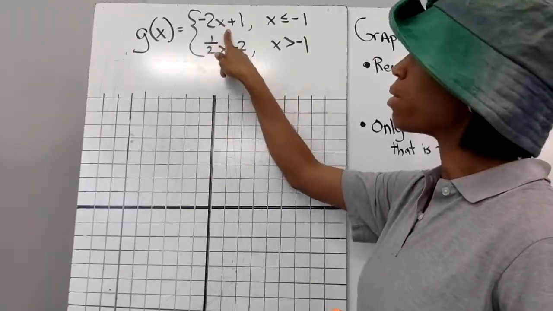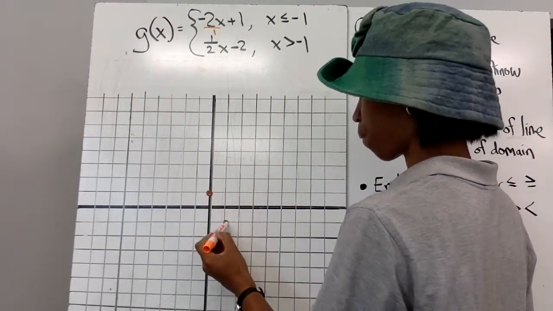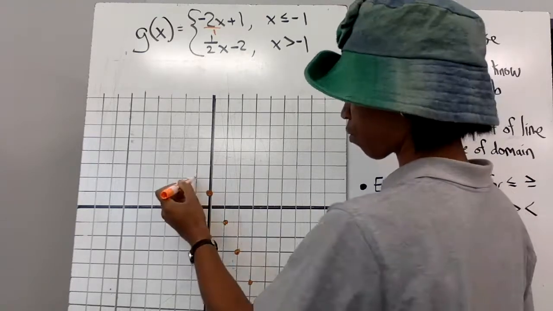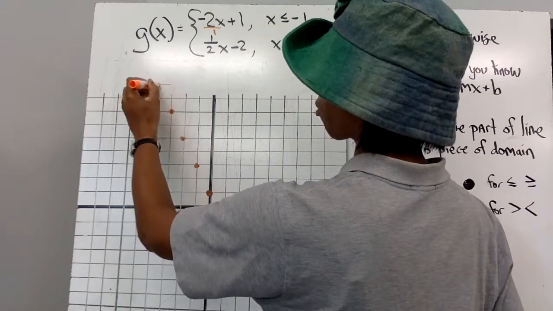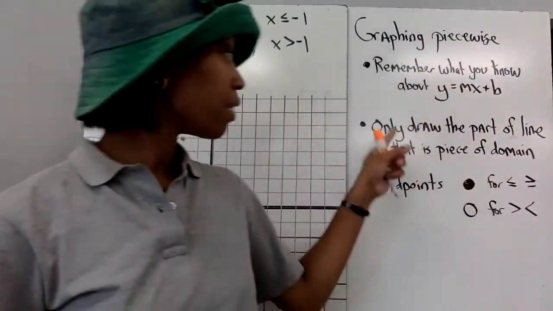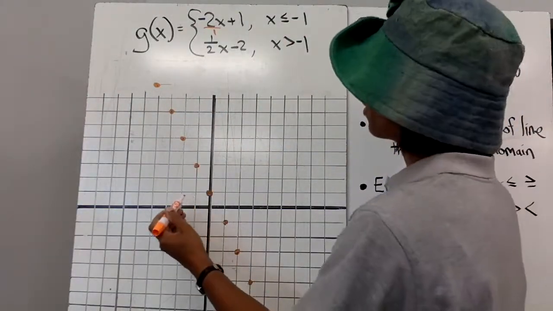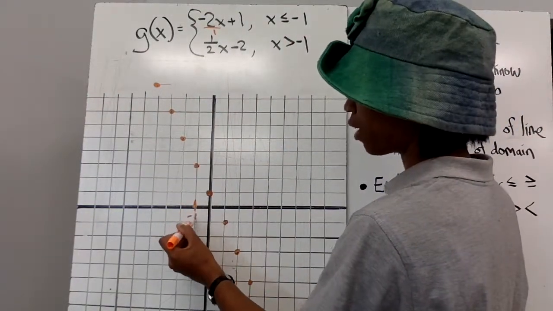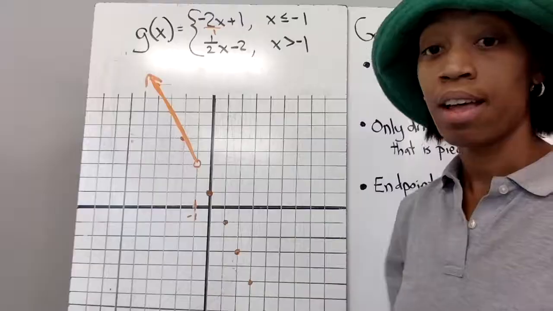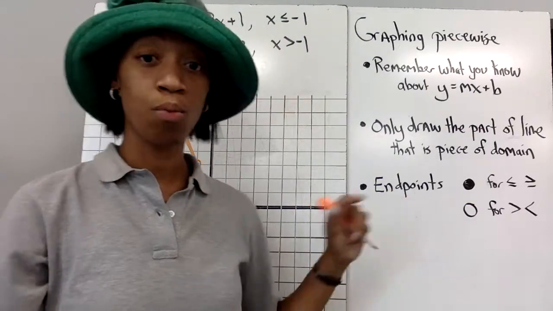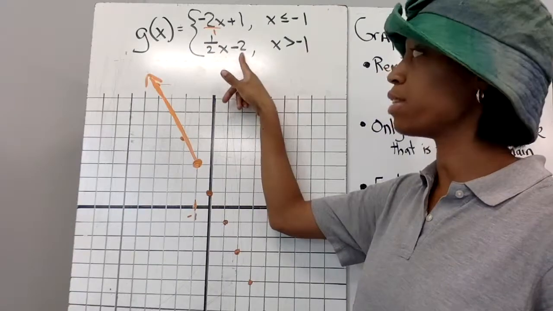For the first line, the y-intercept is +1 and the slope is -2. Next, only draw the part of the line that's part of the domain. The domain is cut at -1. Now, from here, I'm only going to draw the part that's less than -1. Lastly, the endpoints. What kind of an endpoint do I need here? Less than is. Looking at my second line, the y-intercept is -2 and the slope is 1/2.